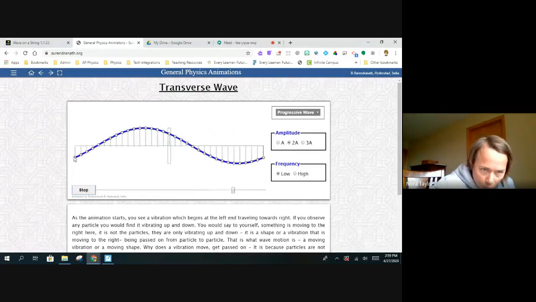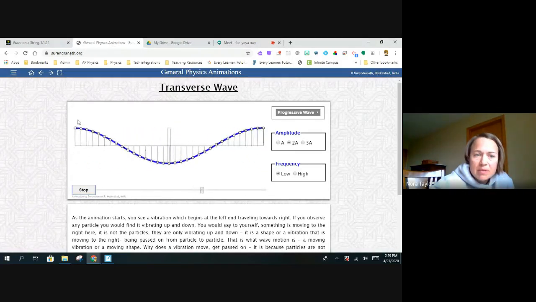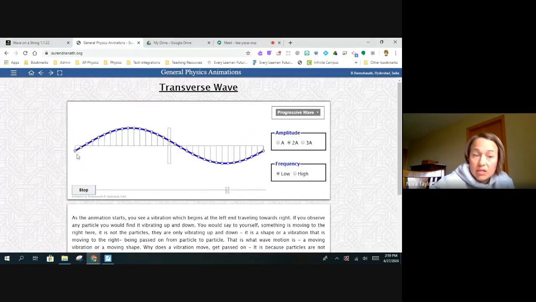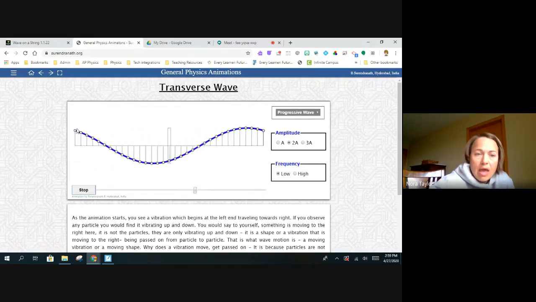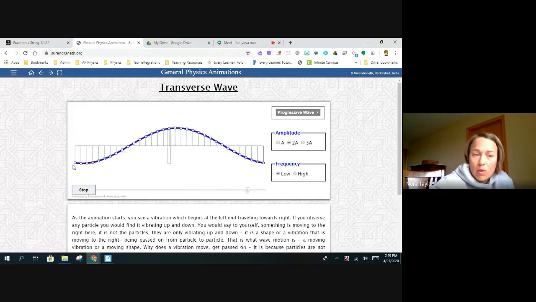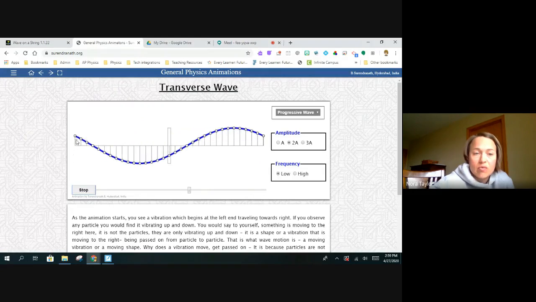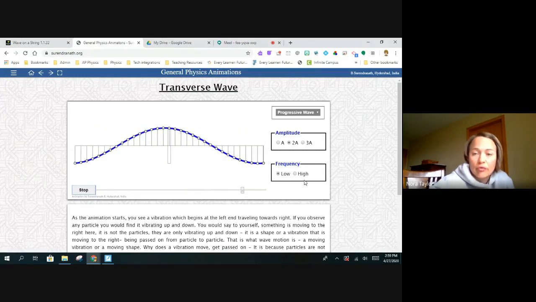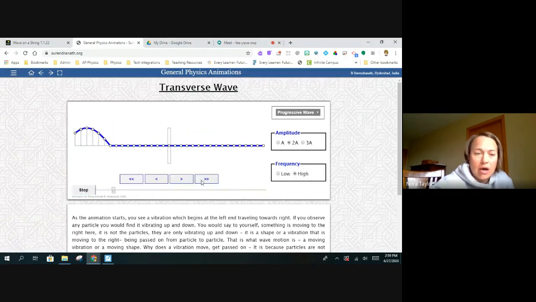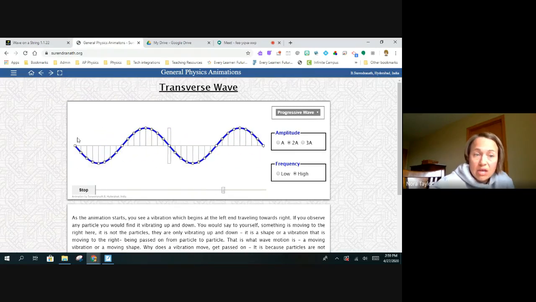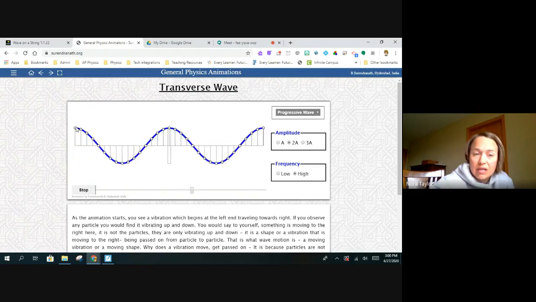So if you look at one little white dot, that moves up and down. And one complete up and down cycle is a complete wave. And how many of those complete waves occur each second is a frequency. So right now, that's on a low frequency. So let's put it up to a high frequency. So you can see there's more waves per second. So that's a higher frequency.